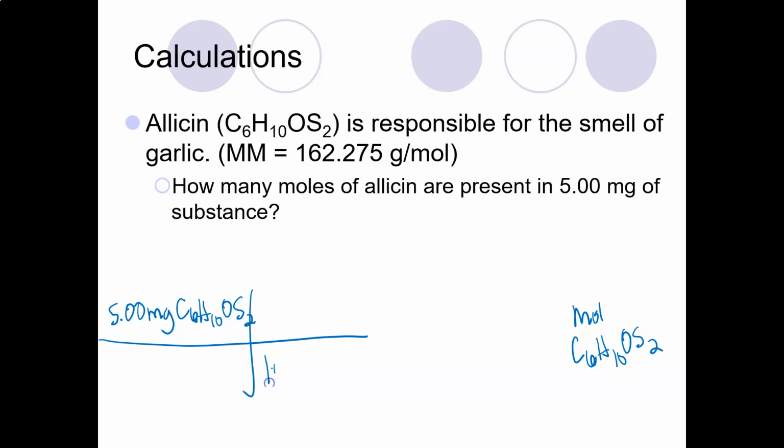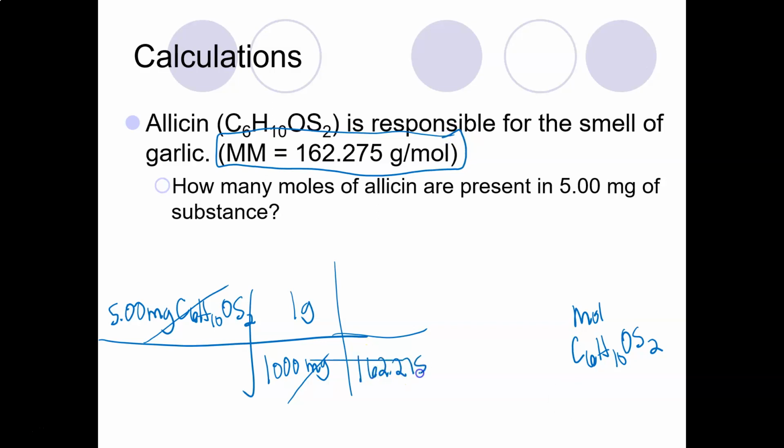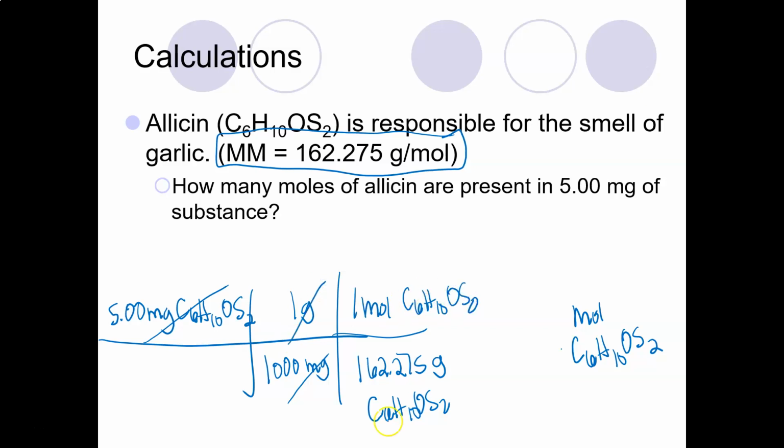Well, what I know about milligrams is that there are 1,000 of them in 1 gram. Awesome. Now I have grams. That lets me then be able to use my unit factor for molar mass, which is there are 162.275 grams of C6H10OS2 in 1 mole of C6H10OS2. Cancel out grams, cancel out grams. The unit I'm left with is moles. The unit I'm solving for is moles. So it's time to grab my calculator.